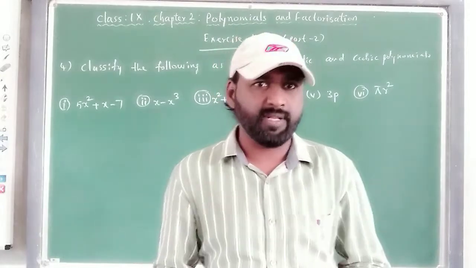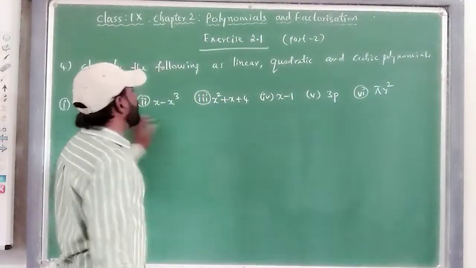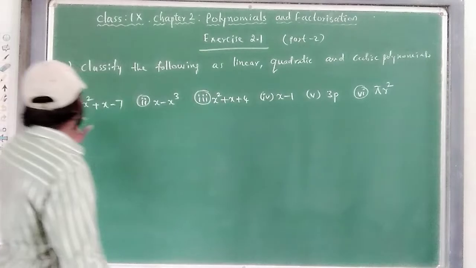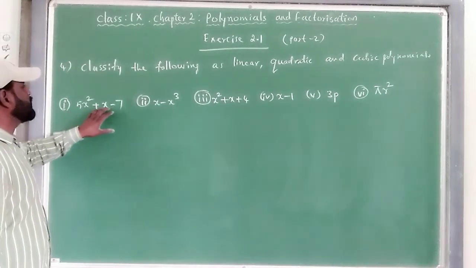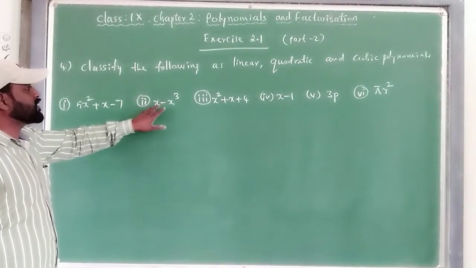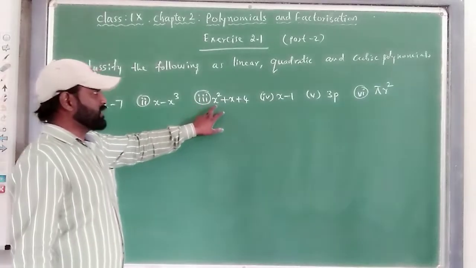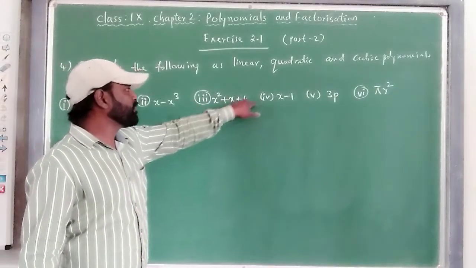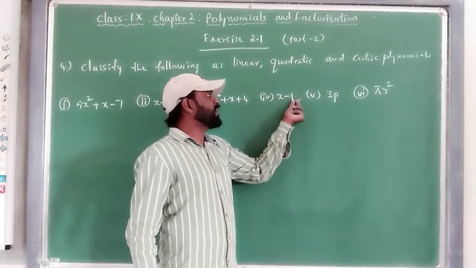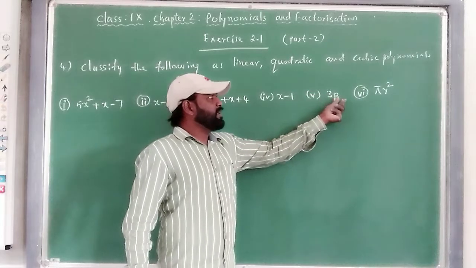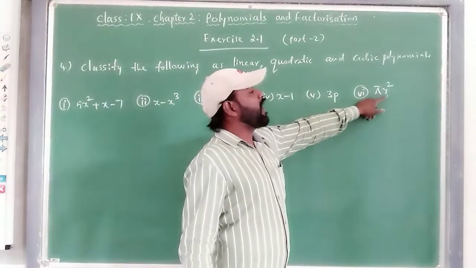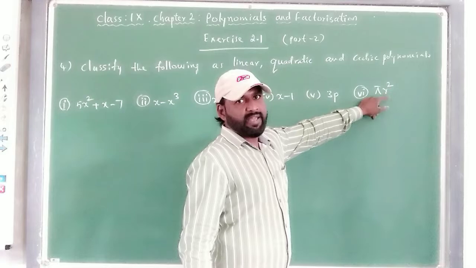and cubic polynomials. So let us see, these are 6 polynomials which are given. First one, 5x square plus x minus 7. The next one, x minus x cube. The third one, x square plus x plus 4. The next, fourth one, x minus 1. Fifth one, 3p. Sixth one, pi r square. Here r is a variable.